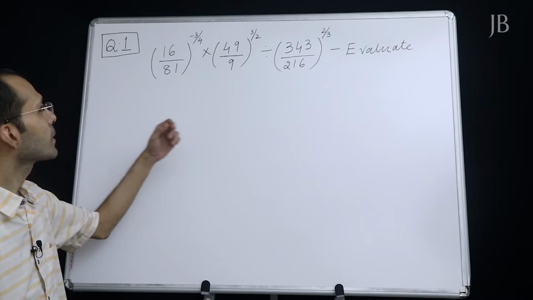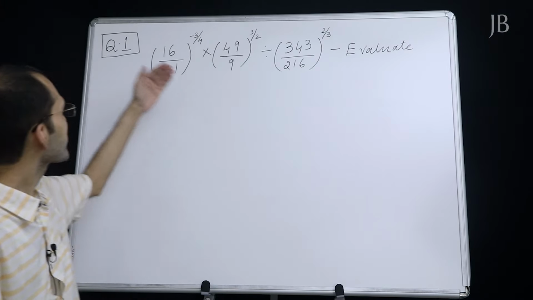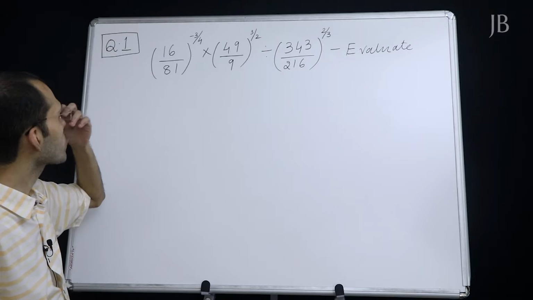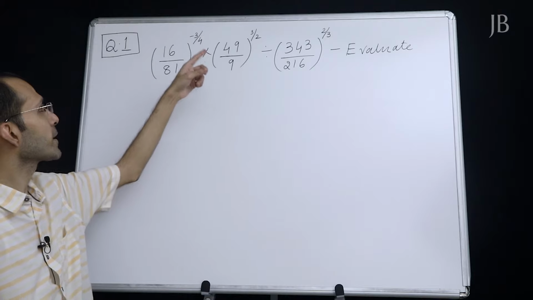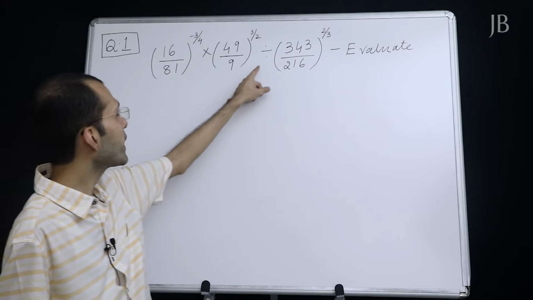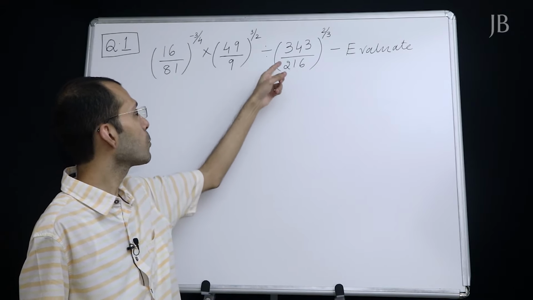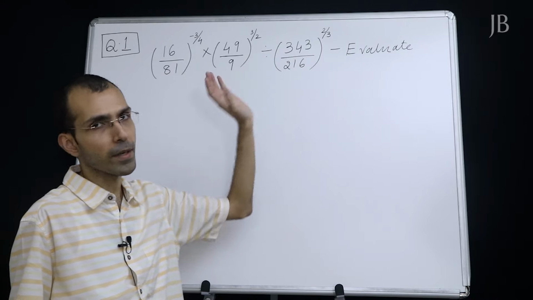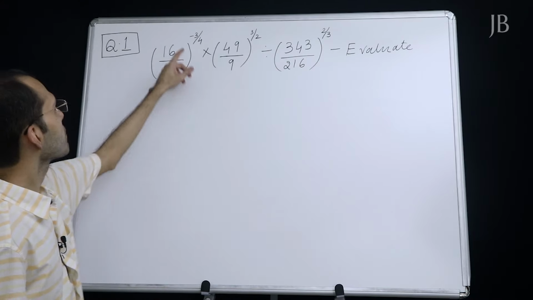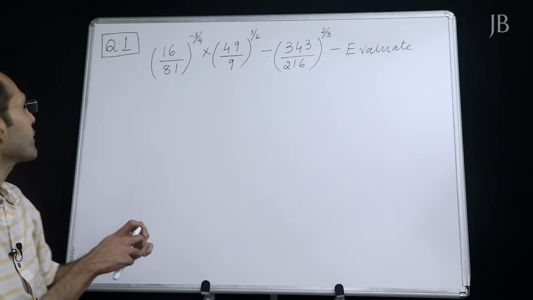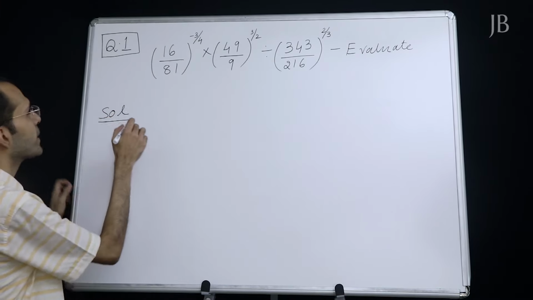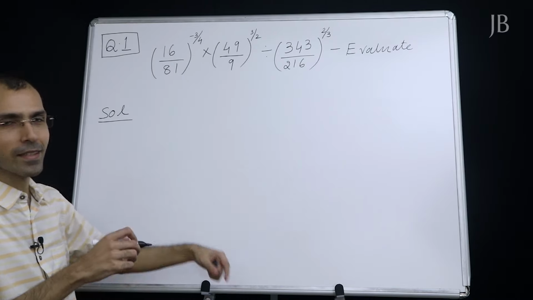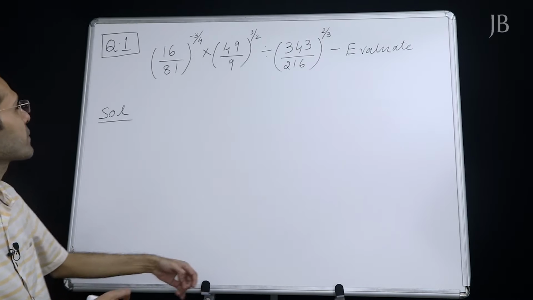Question 1. Evaluate 16 upon 81 the whole raised to minus 3 by 4, into 49 upon 9 the whole raised to 3 by 2, divided by 343 upon 216 the whole raised to 2 by 3. Okay, so multiplication, division, some powers: evaluate, simplify. In the exam you will directly copy this expression and then start. Here I am just directly starting to save space.